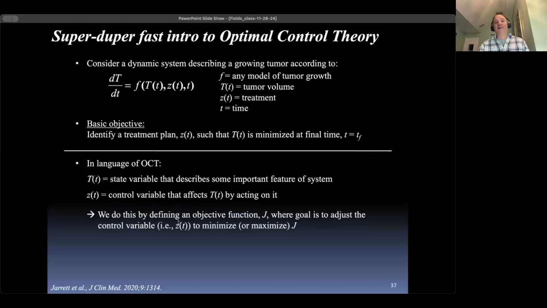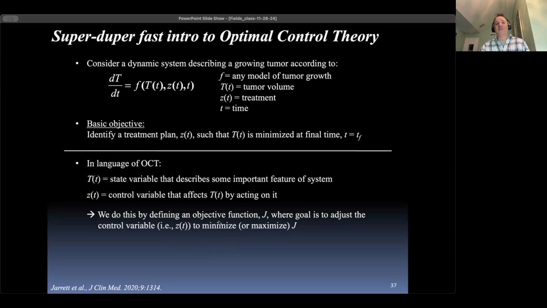And so you do this by defining an objective function, call it J, where the goal is to adjust the control variable, that is that Z, to minimize or maximize J. So this is the exact same thing you might have when you're trying to fit a curve model to data, calibrate a model to data. You have a cost function, chi-squared, the sum of the squared differences between the data and the model, and you need to minimize that by changing the parameters in your model. And the parameters that let you minimize that cost function are the parameters that you say describe the system, right? Same idea here.